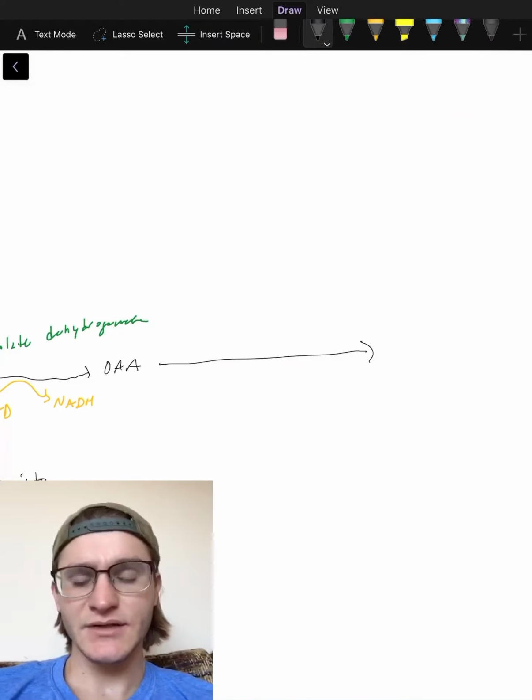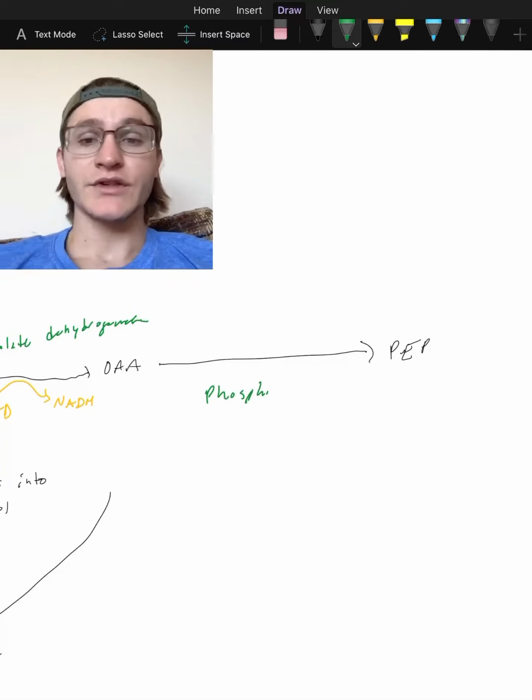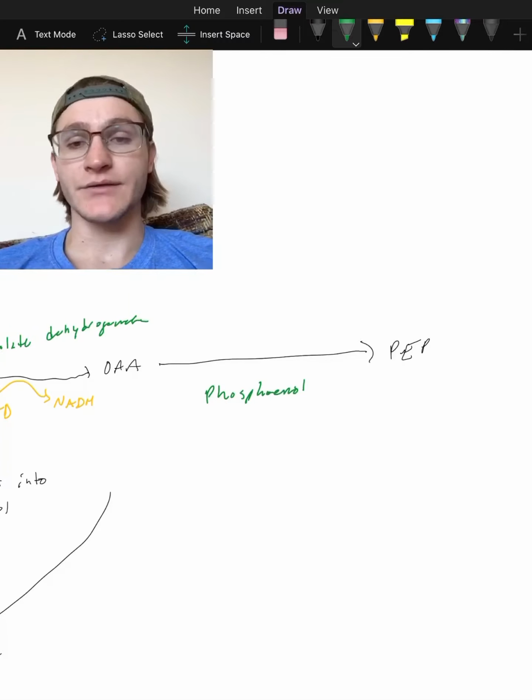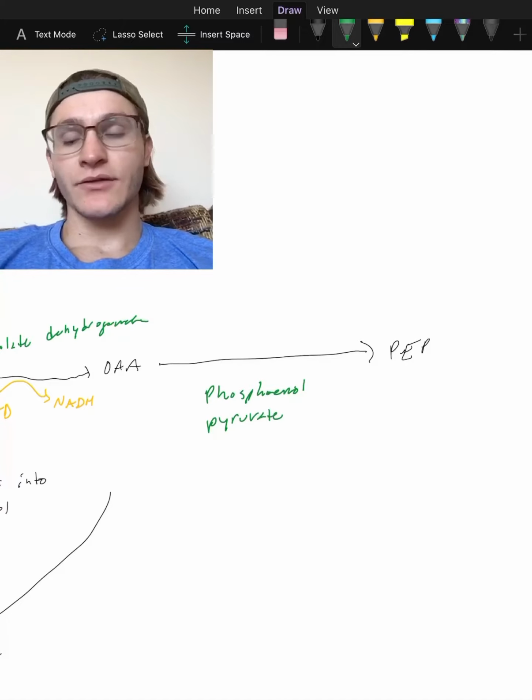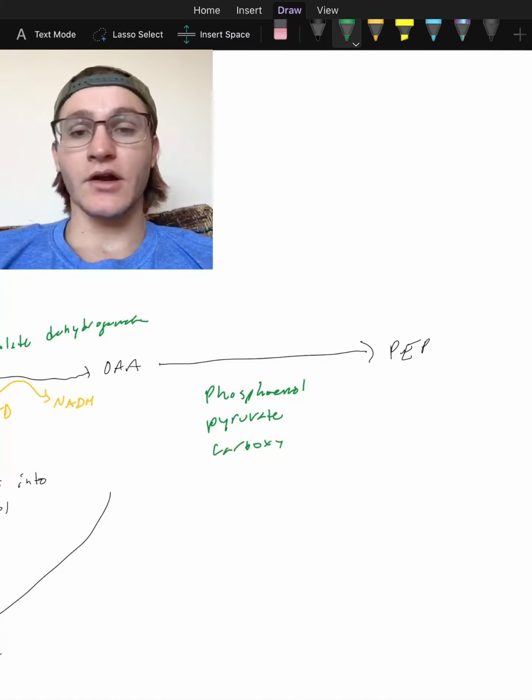So if you know the Krebs cycle and glycolysis, you so far should be good. We're going to take oxaloacetate and we're going to try to make it to pyruvate, or no, phosphoenolpyruvate, which is going up the ladder of glycolysis, if you guys remember. And this is done with the enzyme phosphoenolpyruvate carboxykinase, which is a whole mouthful.